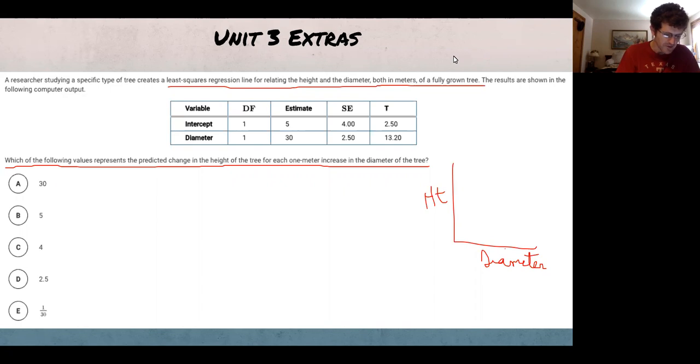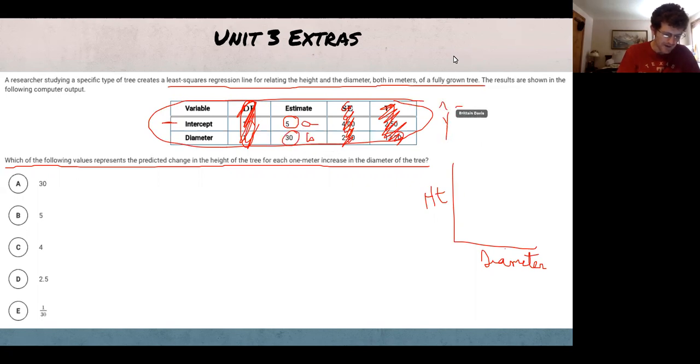Okay, so the question is, what is the relationship? So this is a computer printout. Here this represents something we're going to look at later, so we're not worried about that right now. We don't care about the standard error or anything of that. This is called a t-value. We'll worry about that later. So basically it comes to this, the estimate. We have the intercept. So this right here is my a, and that means this right here is my b. So my regression equation is y hat equals 5 plus 30x.